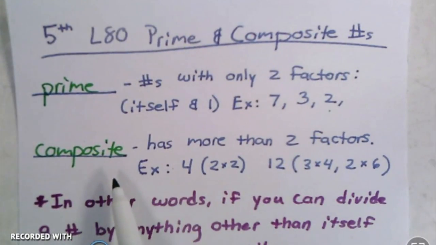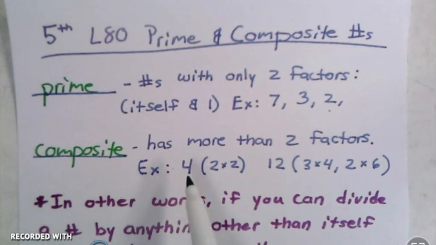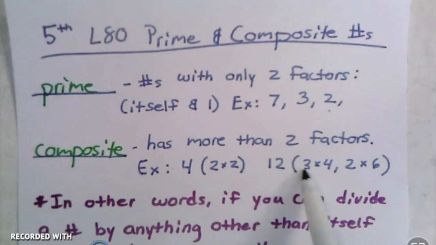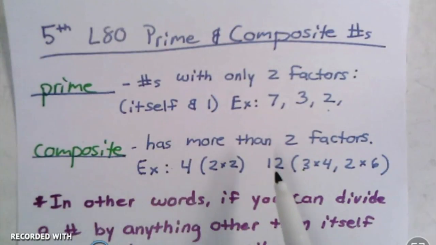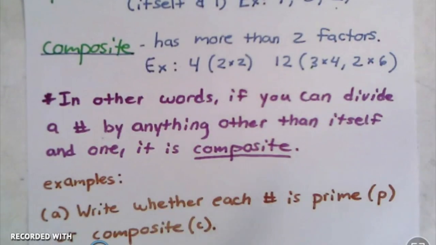Composite numbers, there's a lot more of them, and that's any number that has more than two factors. An example would be 4. You can multiply 2 times 2 to get 4. 12, you can multiply 3 times 4 or 2 times 6. If they have any factors at all besides themselves and 1, it is a composite number, which means I can divide these numbers. I can divide 12 by 6 or by 4 or by 2 or by 3. I can divide 4 by 2. I can divide them by numbers besides themselves and 1. In other words, if you can divide a number by anything other than itself and 1, it is composite.